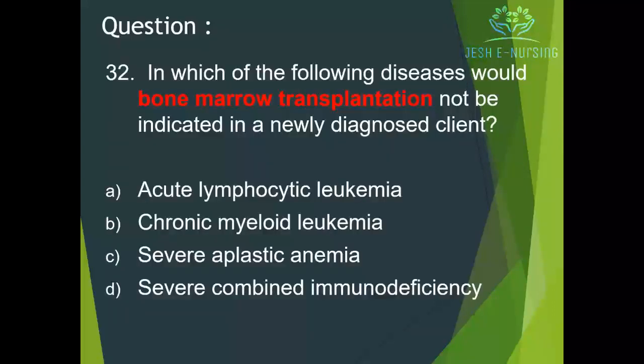In which of the following diseases would bone marrow transplantation not be indicated in a newly diagnosed client? Bone marrow transplantation is indicated for bone marrow disorders. So all of these are bone marrow disorders, but acute lymphocytic leukemia is a blast cell disorder. Here the blast cells are affected, not mature cells.